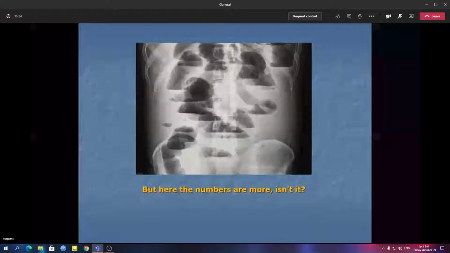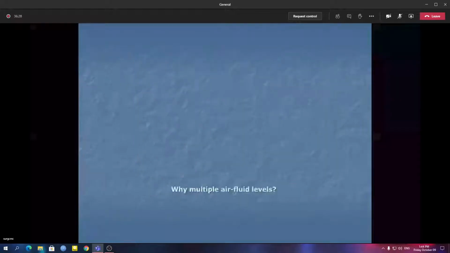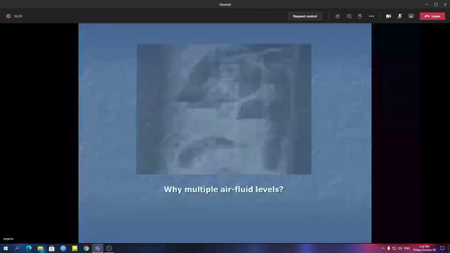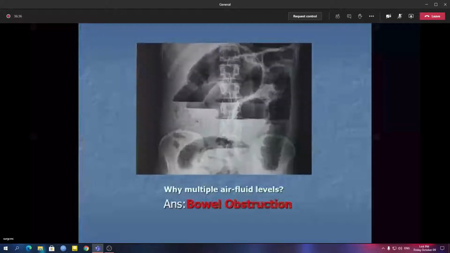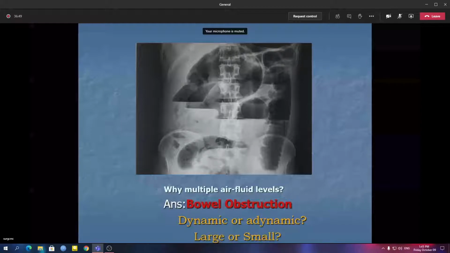But this is definitely pathological. So many air fluid levels. Why? This is bowel obstruction. Don't jump to the conclusion that it's a small bowel or large bowel. We'll come to that, why small, why large. First question: is it a dynamic obstruction or adynamic obstruction? Second: is it a large or small bowel?